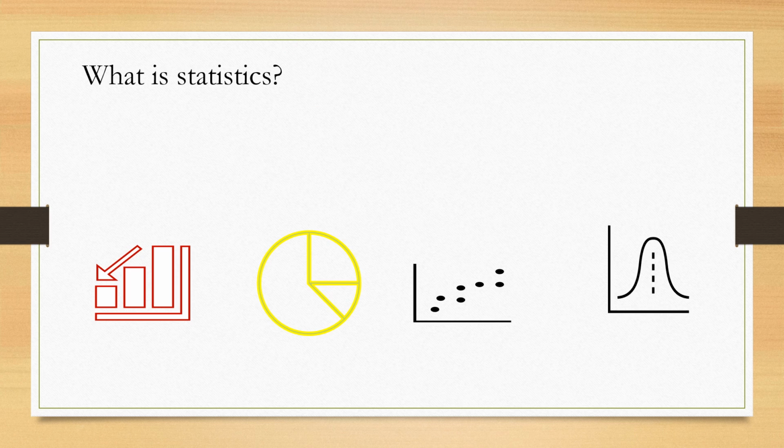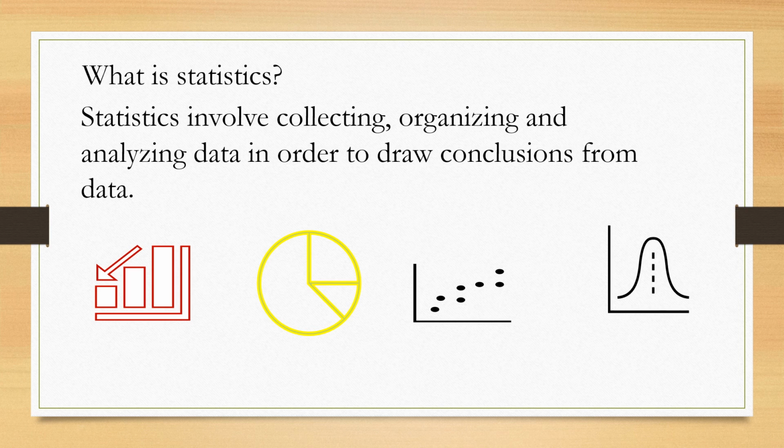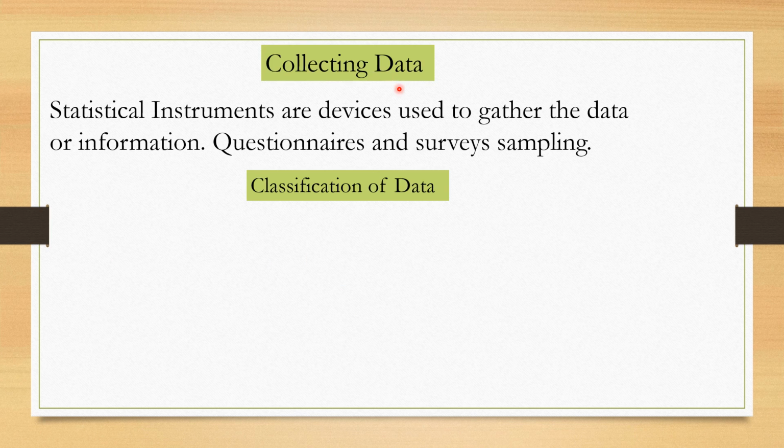So what is statistics? Based on that information, we can now define that statistics involves collecting, organizing, and analyzing data in order to draw conclusions from data. Now, let's start with collecting data. Statistical instruments are devices used to gather data or information. Questionnaires and survey sampling are just examples of how we can collect the data.